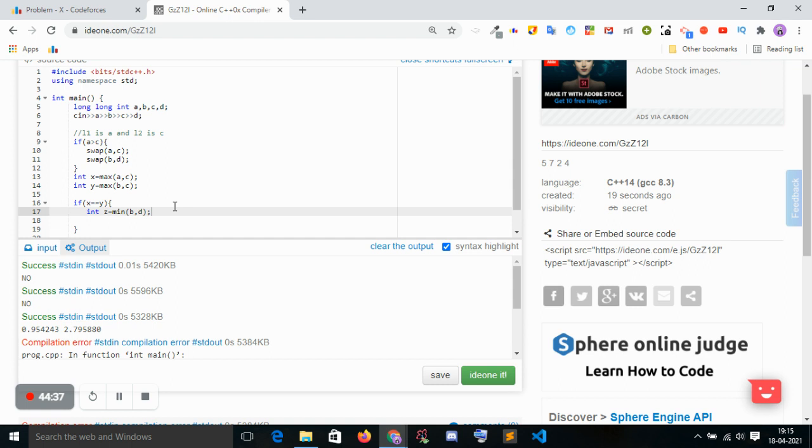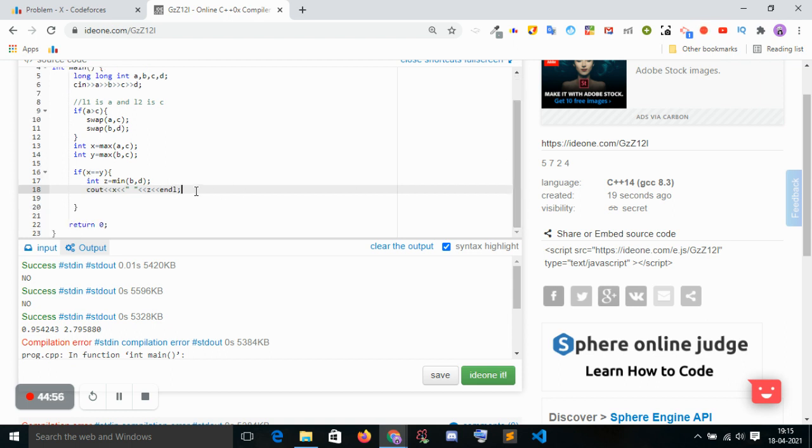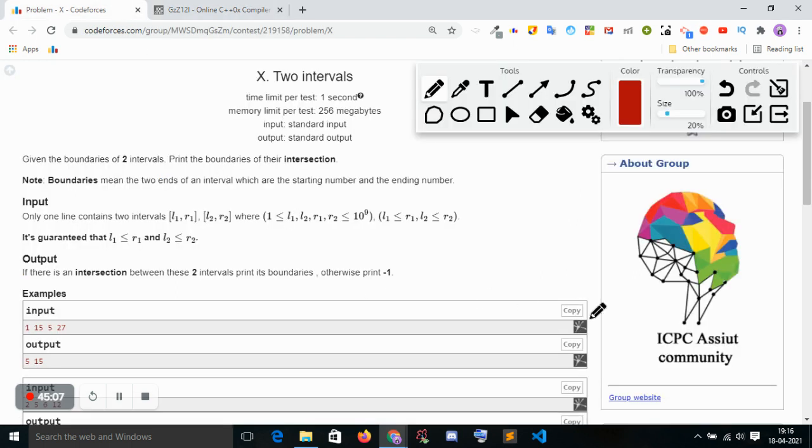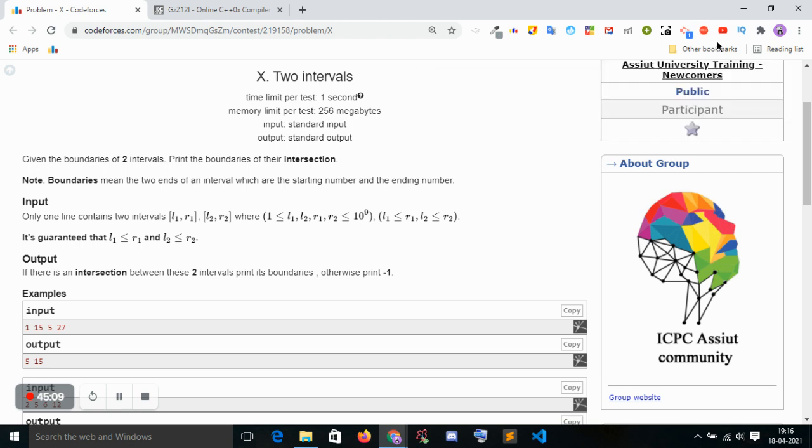So if x equal y, cout x, z, and else cout minus one. So this is the code that you can do if you check. Let's try it, copy it.